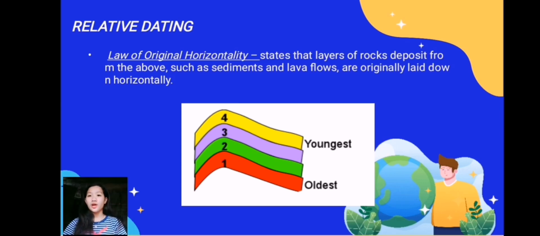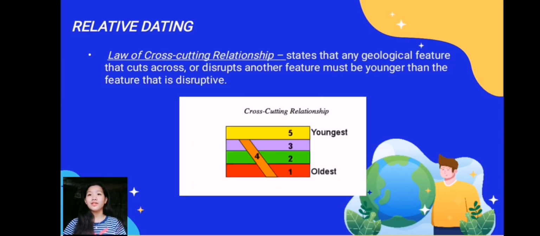So the third one is the law of cross-cutting relationship. This states that any geological feature that cuts across or disrupts another feature must be younger than the feature that is disrupted. So a cross-cutting relationship is the principle in geology concerning crossing layers. This means that if a dike cuts through a column of sediment.